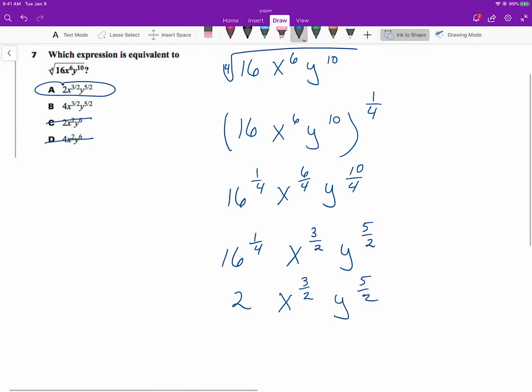And that would be A, because remember, 16 to the 1/4 power is the same thing as the 4th root of 16. And that's how we're figuring out the 2.